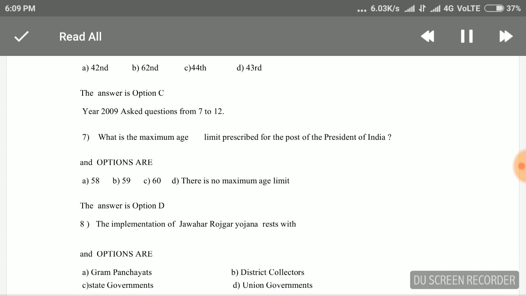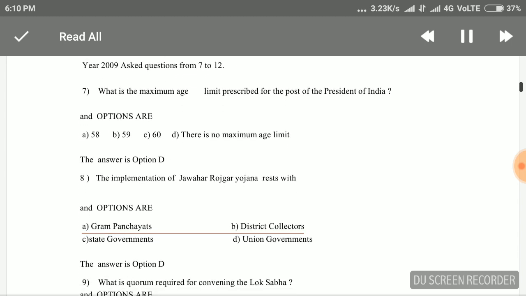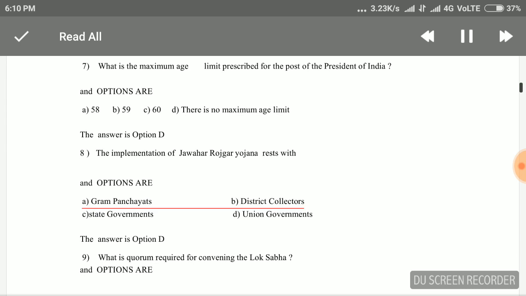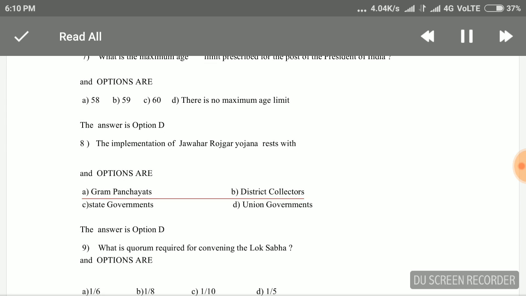8. The implementation of Jawahar Rozgar Yojana rests with? And options are A. Gram Panchayats, B. District Collectors, C. State governments, D. Union government. The answer is option D.